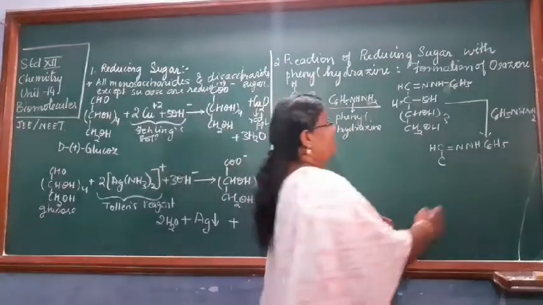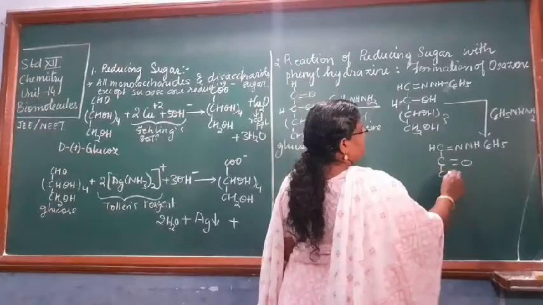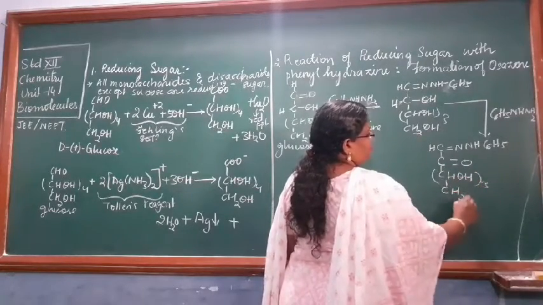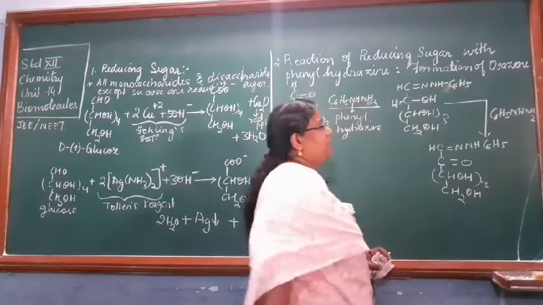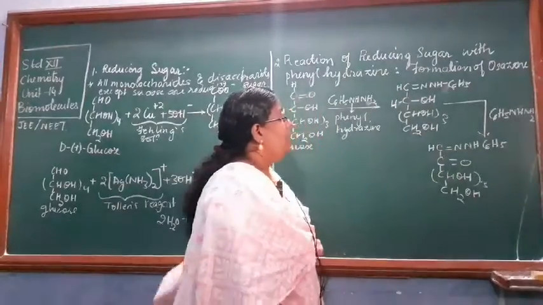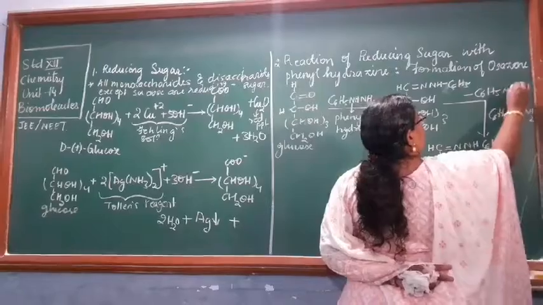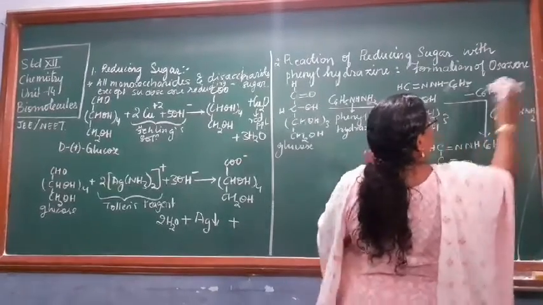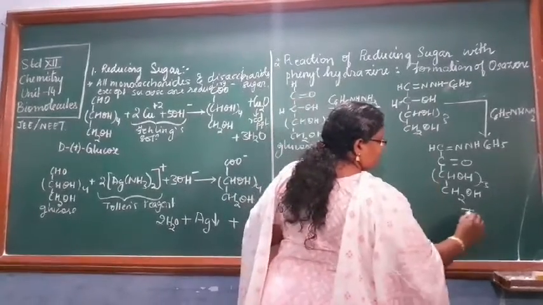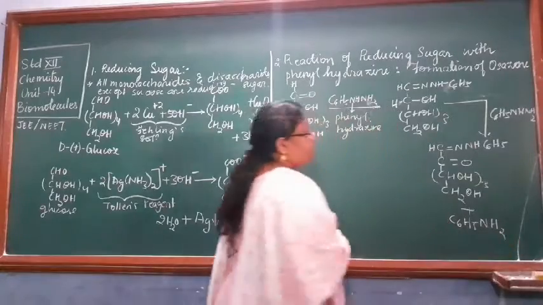In the second step this will be getting converted to C double bond O and CHOH thrice and CH2OH. इस तरह से होता है. ठीक है. With the second molecule this process is occurring and there is a removal of C6H5NH2. मतलब इसके साथ aniline molecule is removed.